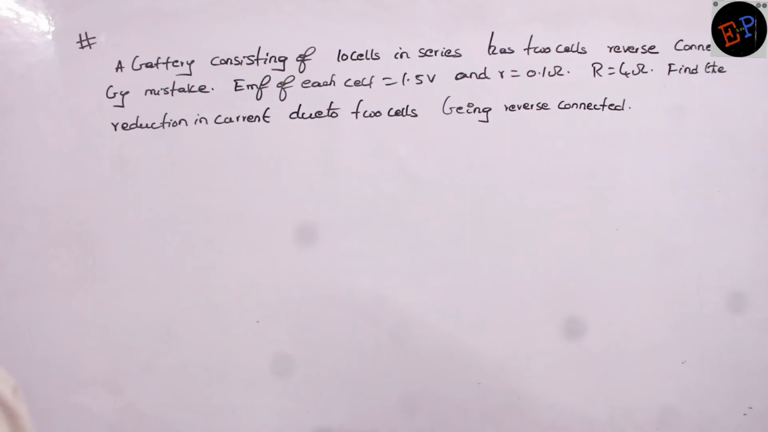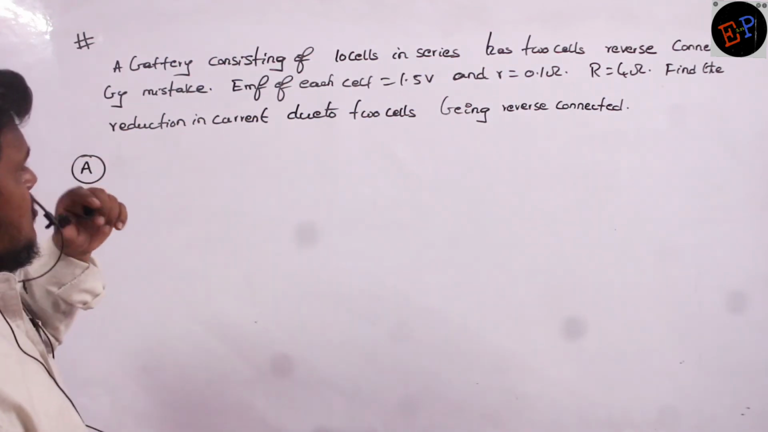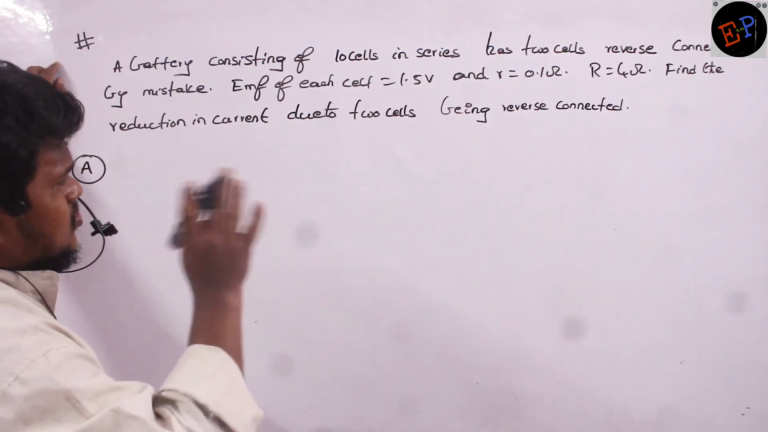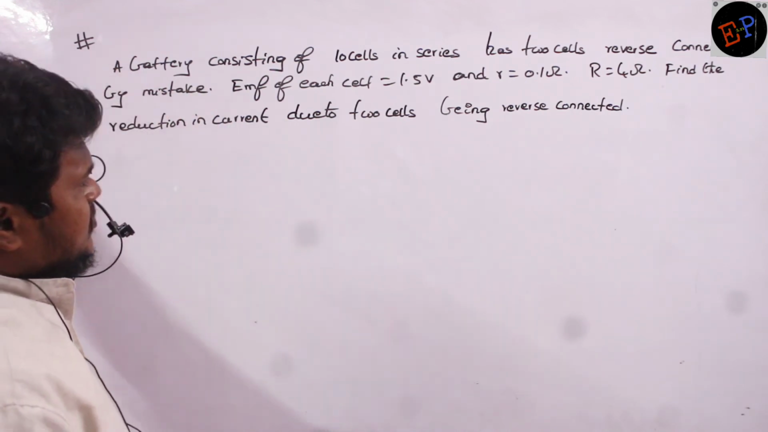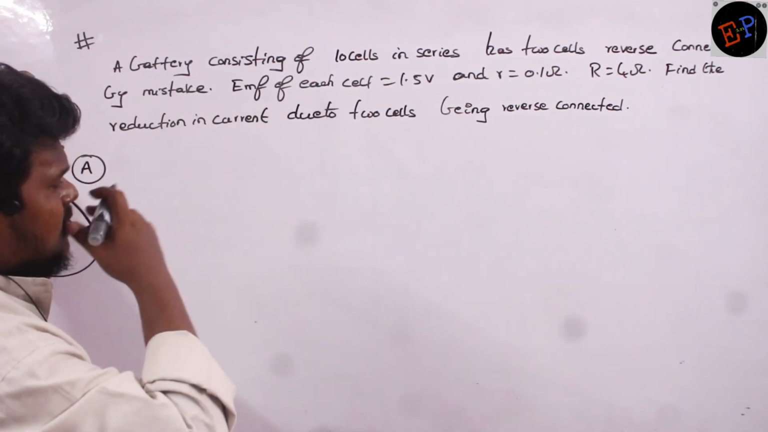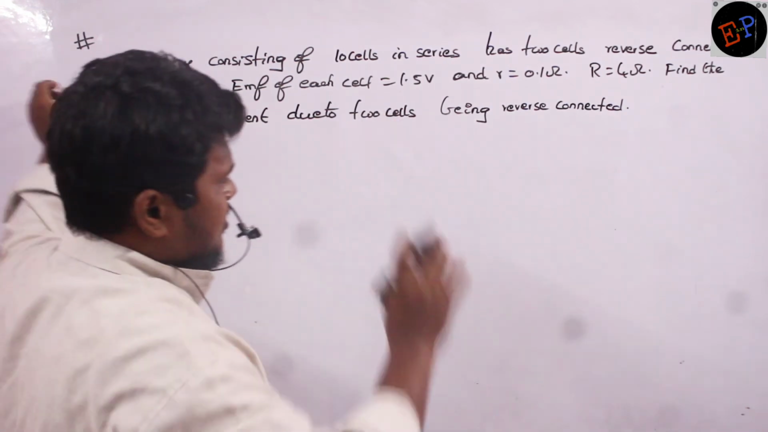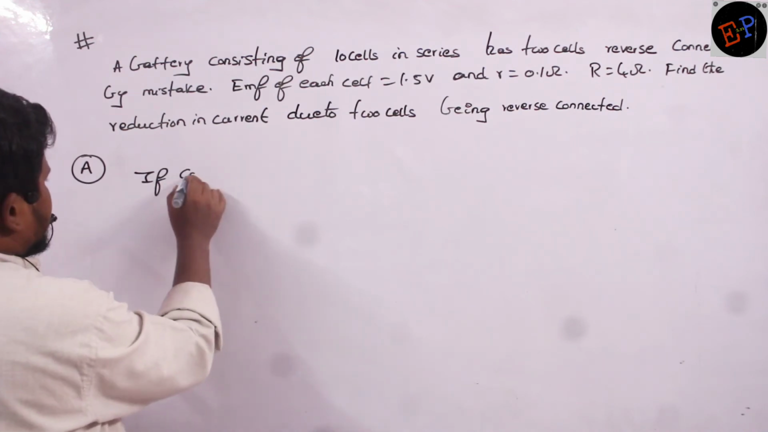Let us try to understand this question on polarity of cells. So a battery consisting of 10 cells in series has 2 cells reverse connected by mistake. So EMF of each cell is 1.5 and internal resistance is given, external is also given. So find the reduction in current due to 2 cells being reverse connected.